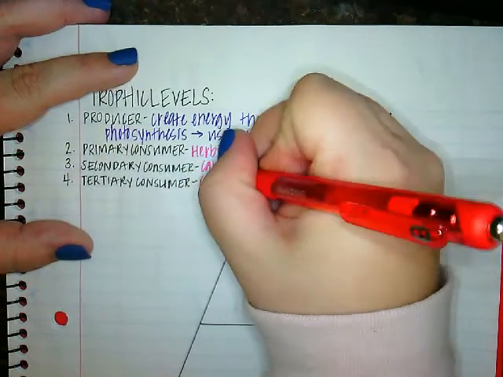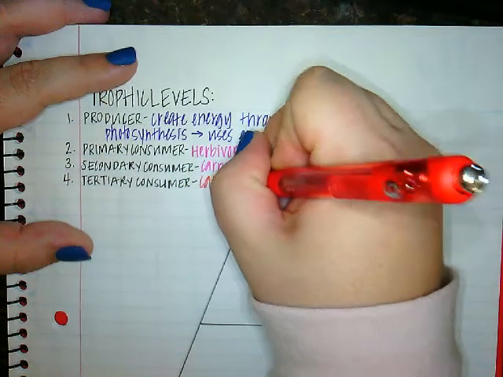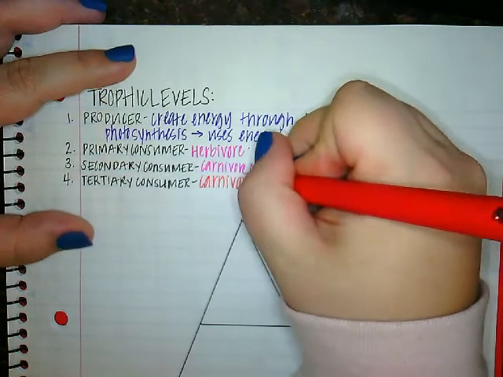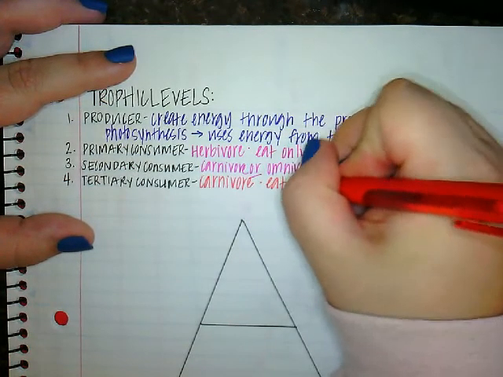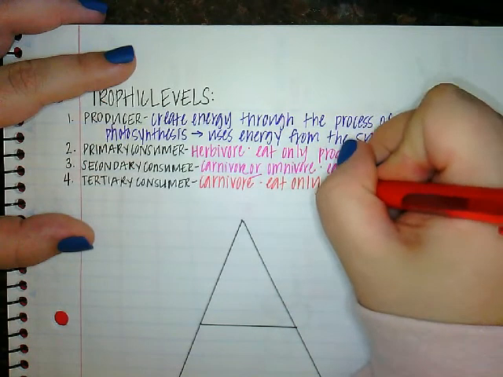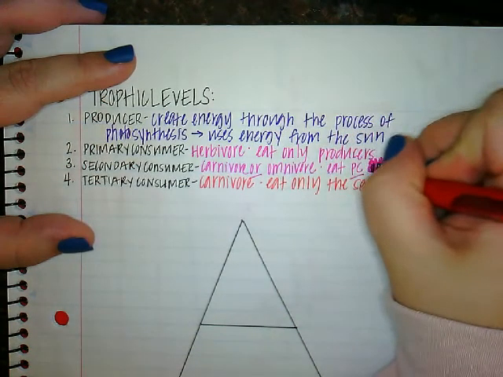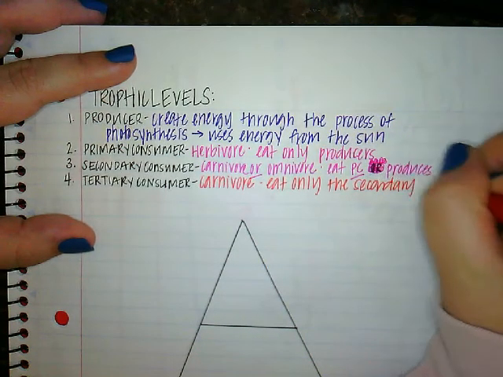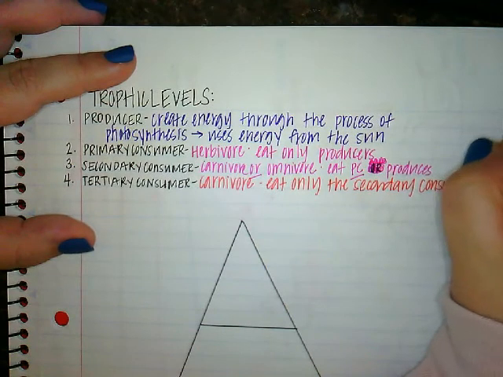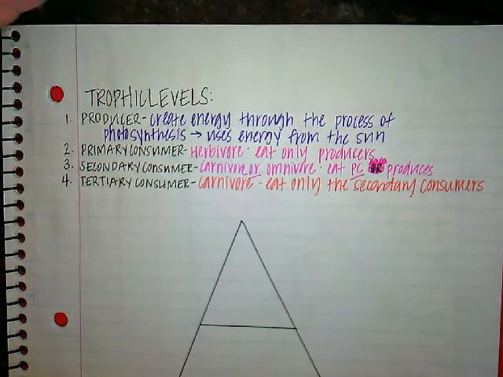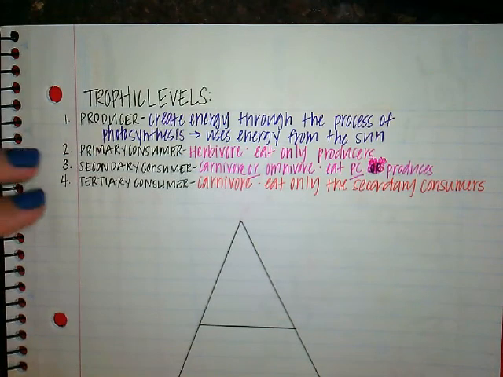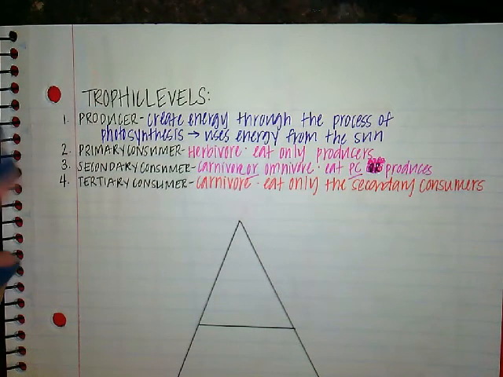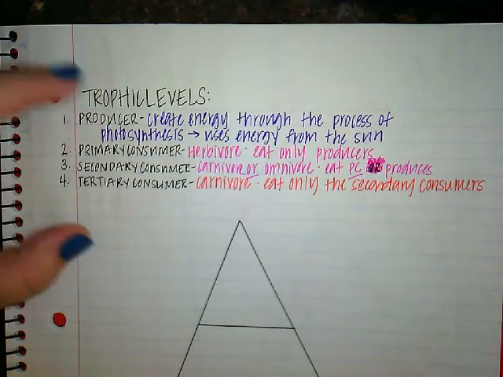All right, tertiary consumer. Your tertiary consumer is a carnivore, only a carnivore, because they eat only the secondary consumers. Only your secondary consumers. Okay, so I know this is a little complicated.